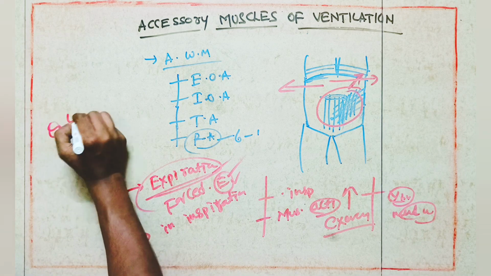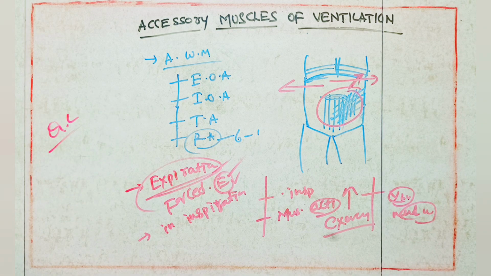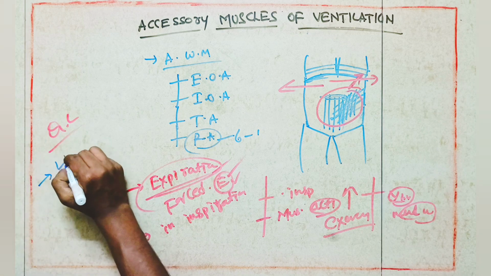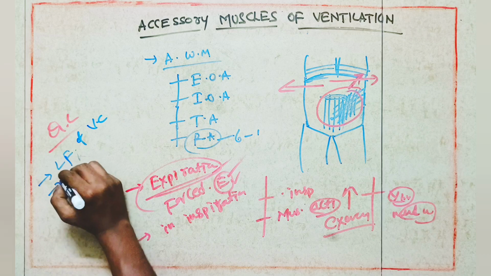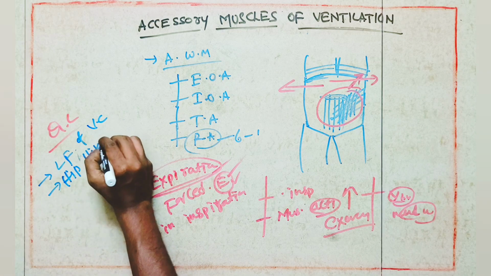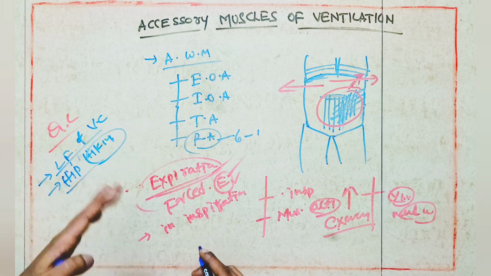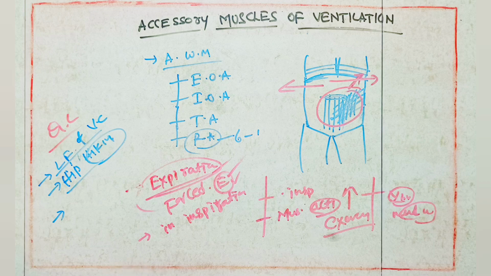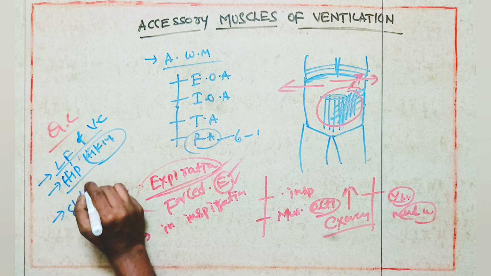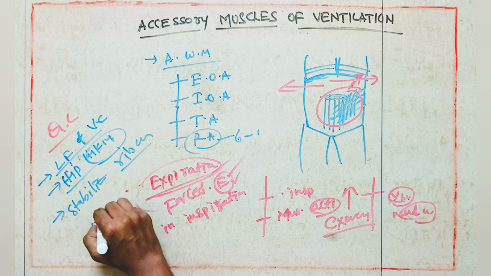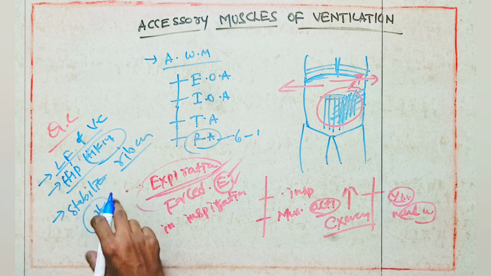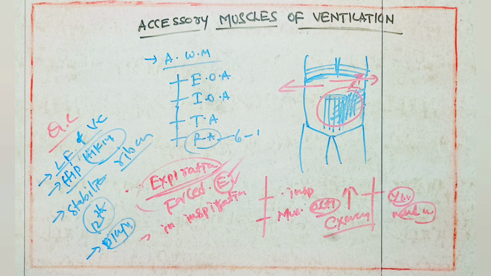And one more, the quadratus lumborum muscle is there. This is also an accessory muscle. Usually the action of this muscle is lateral flexion of the vertebral column and hip hiking. Even though it does these two movement functions, the quadratus lumborum is also helpful in the stabilization of the rib cage, because it attaches to the 12th rib. This is about the accessory muscles of ventilation. Clear?